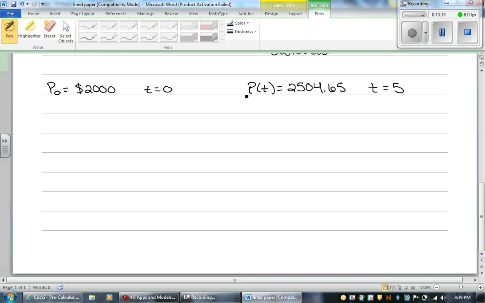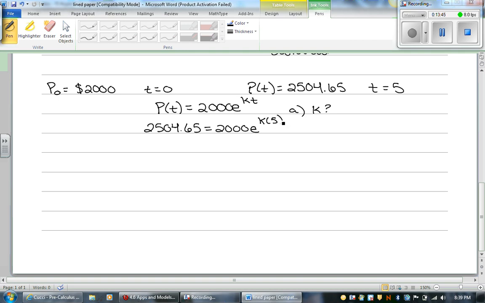So we have to take what we know. So we know we can start our function at 2,000 e^(kt). We're looking for that k for part A. So the only other piece of information we have is that P of t after 5 years, so that's what we're going to have to use. We're going to plug that in. And we know at that time would have to be 5 in order to get that $2,504.65. So now we're going to go ahead and solve for k.